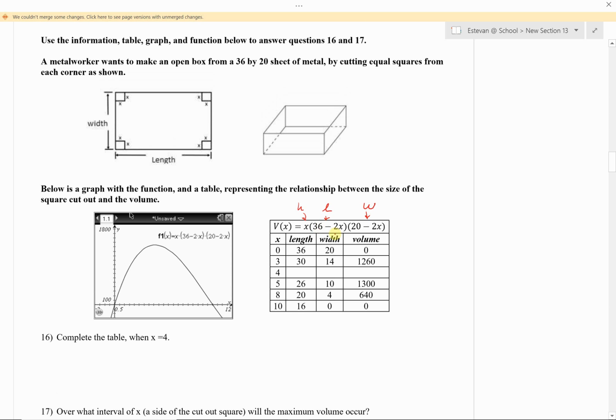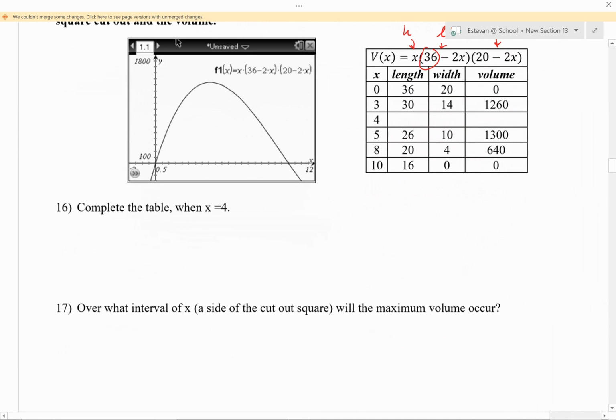Why is 36 your length? Because typically, according to this box, it's 36 by 20. We always write it as length by width. Hence, the width will be the 20. Complete the table. So we just substitute in for 4. Length will equal 36 minus 2 times 4. That turns out to be 28. Width, 20 minus 2 times 4.